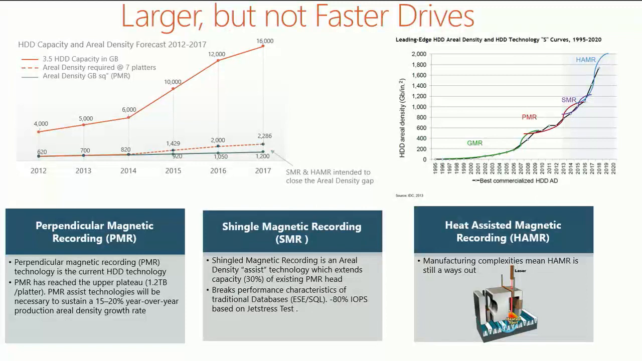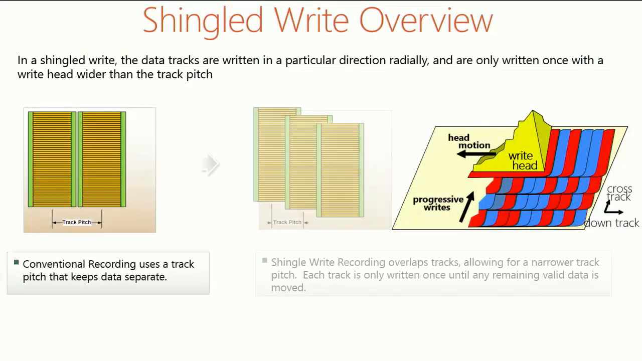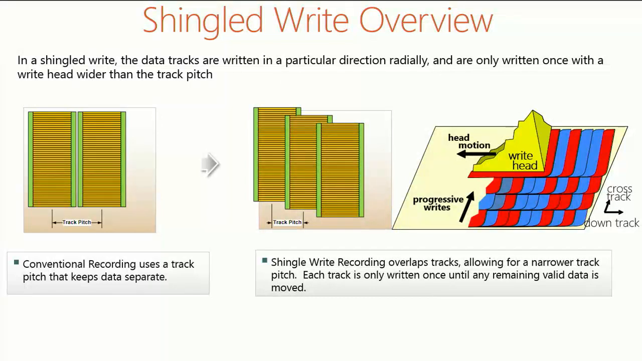Shingled magnetic recording drives are basically, as I said, an areal density improvement technology that sits on top of PMR. The reason that I'm talking about shingled magnetic recording drives is because when the drive lays down the tracks, it lays them down in a shingled fashion, just like shingles on a roof. Now, why is that interesting?